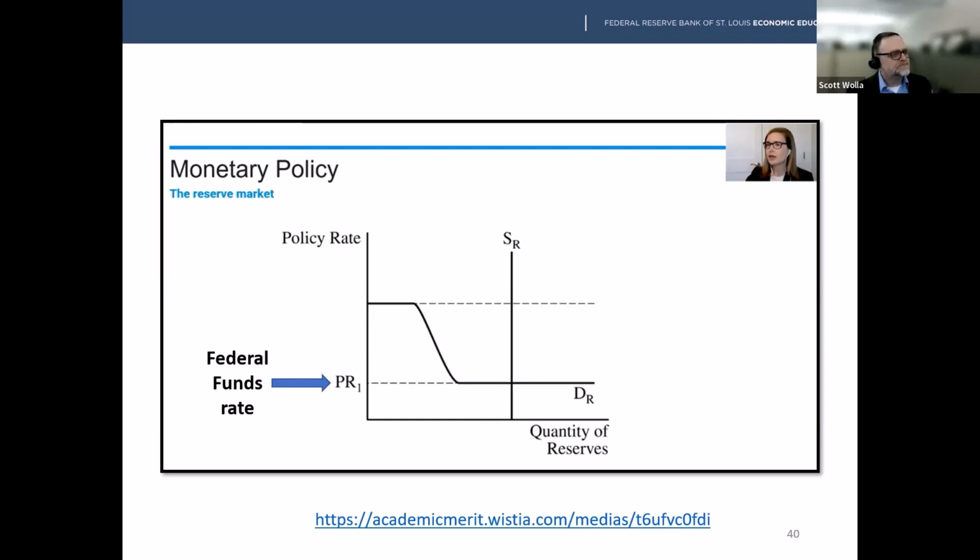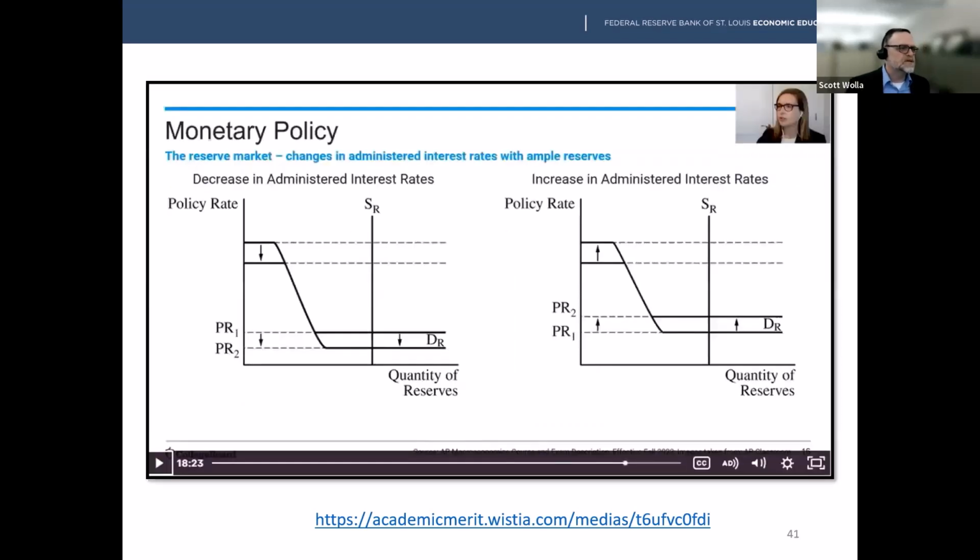On the next slide, this is, again, a clip from the video where it shows the central bank raising and lowering the policy rate by shifting the demand curve higher and lower. And again, similar to our description, the supply curve is in that ample reserves region, and the supply curve is remaining stable. It's the demand curve that is shifting higher and lower.